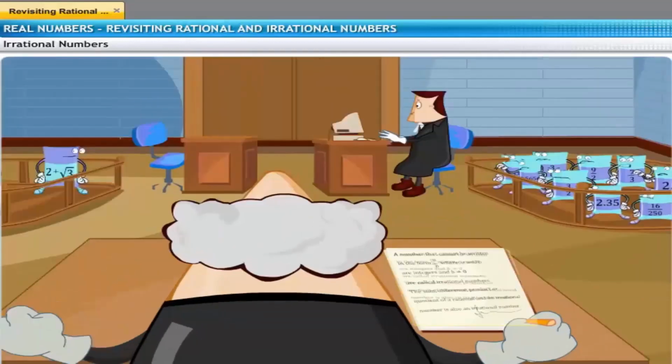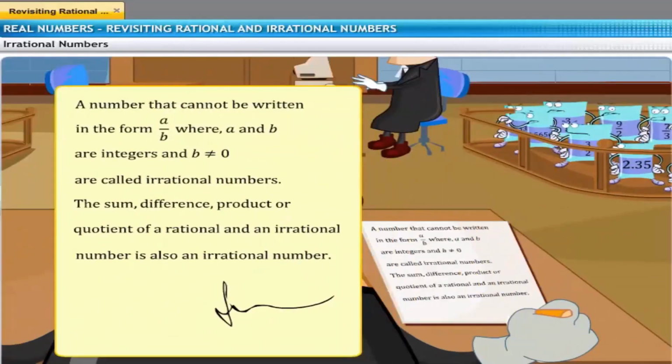The judge's verdict has arrived. It says that a number that cannot be written in the form a upon b, where a and b are integers and b is not equal to 0, are called irrational numbers. The verdict further says that the sum, the difference, the product, or the quotient of a rational and an irrational number is also an irrational number.